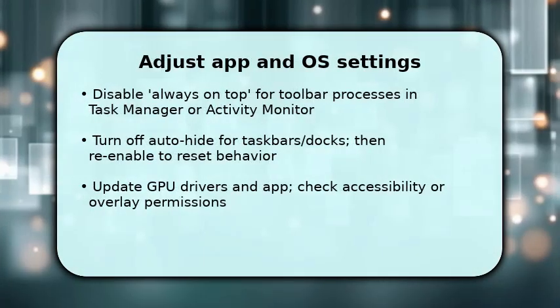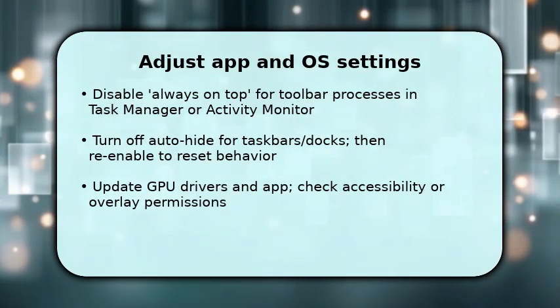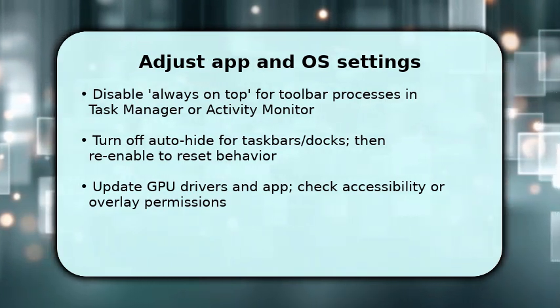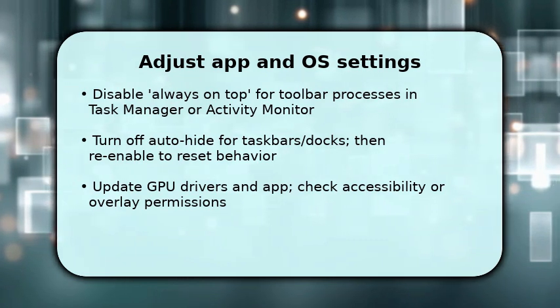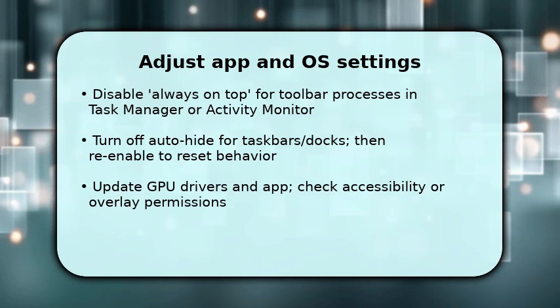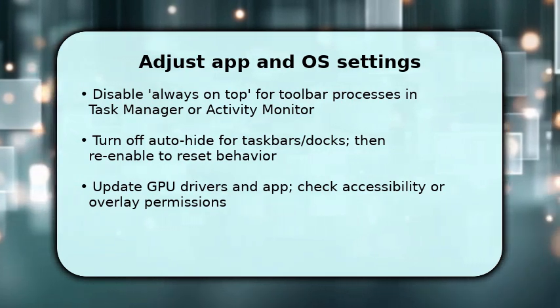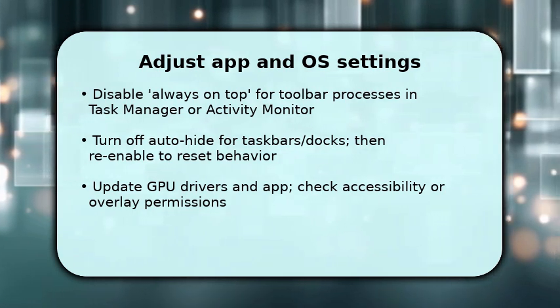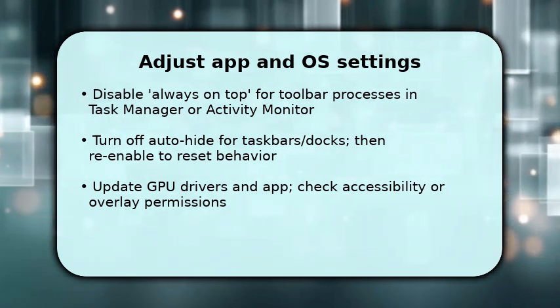Once done, now you'll change settings that let toolbars appear over full screen. Open Task Manager or Activity Monitor and find any toolbar or overlay process. Turn off Always on Top or quit it so it no longer overlays your app. In System Settings, toggle Auto Hide for the taskbar or dock off and then back on to reset state. This often clears Z-order issues.